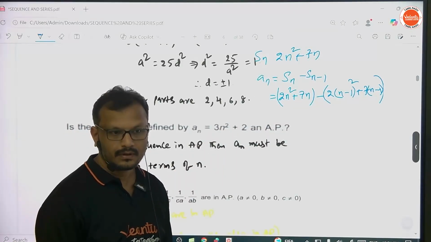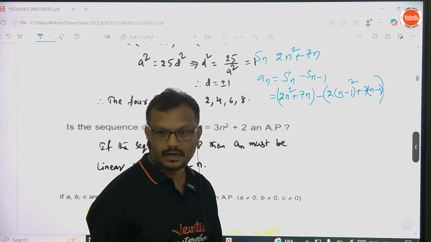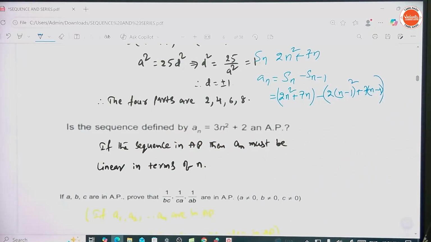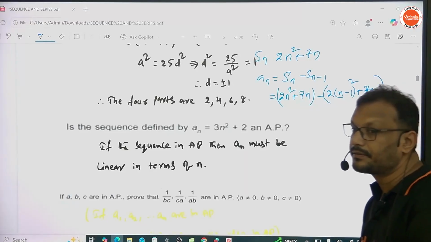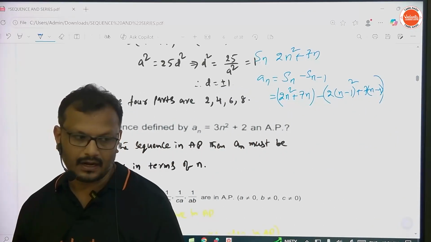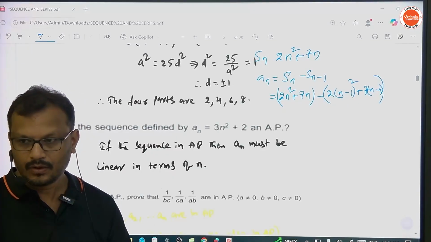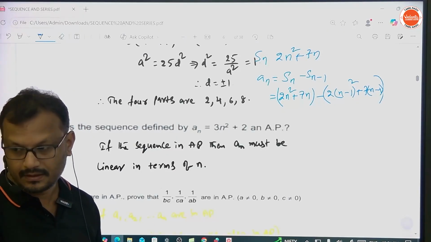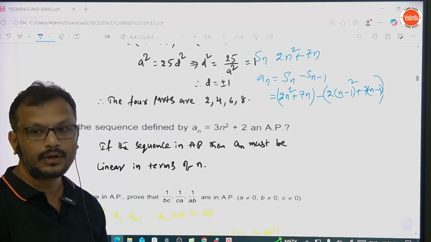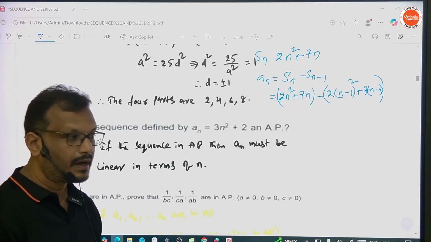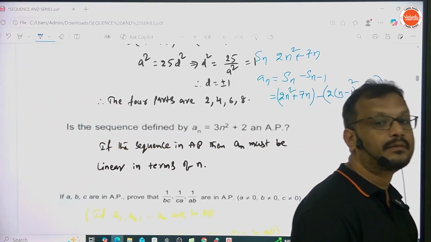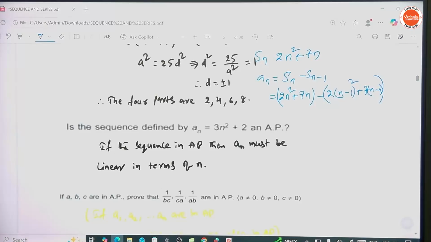If you know the nth term, obviously you will get the first, second, third, whatever terms there are. So all the terms you will get. And the nth term here will compulsorily be linear in terms of n. So finally, the point I'm talking about is that the sum of n terms will be quadratic, but a constant should not be there. Because it is n by 2 into 2a plus n minus 1 into d, and the nth term will be linear in terms of d. Then only it will become AP.